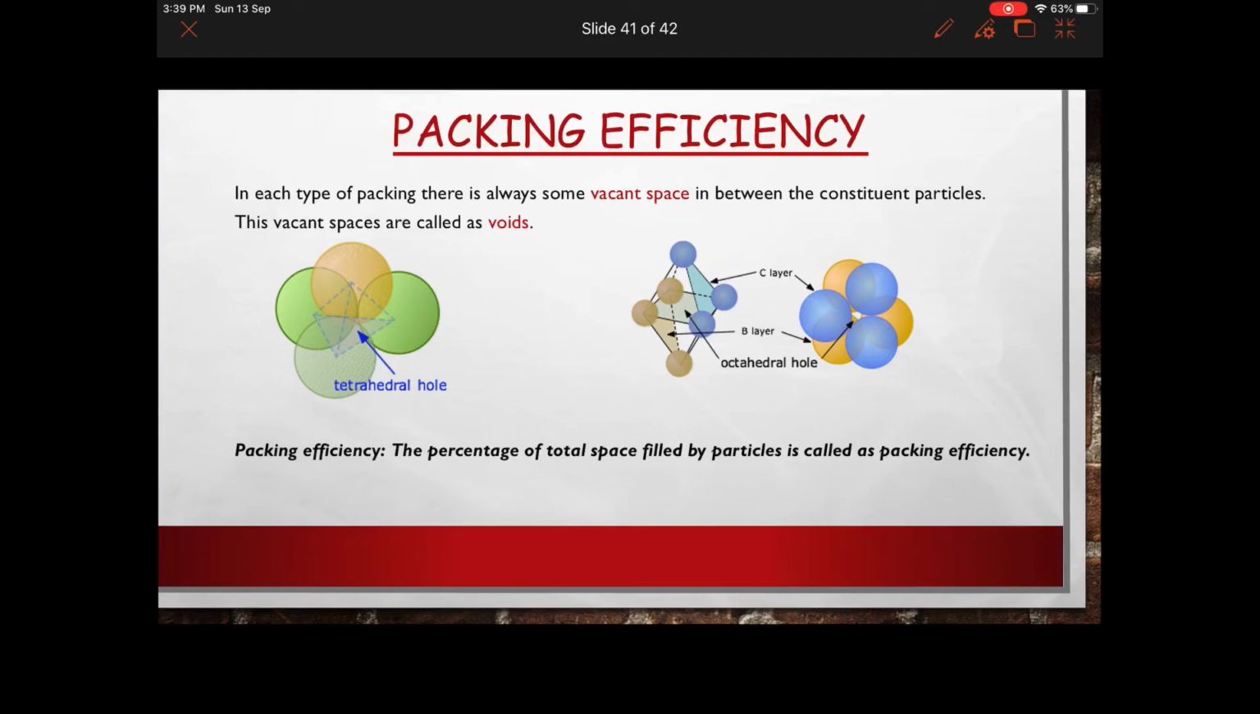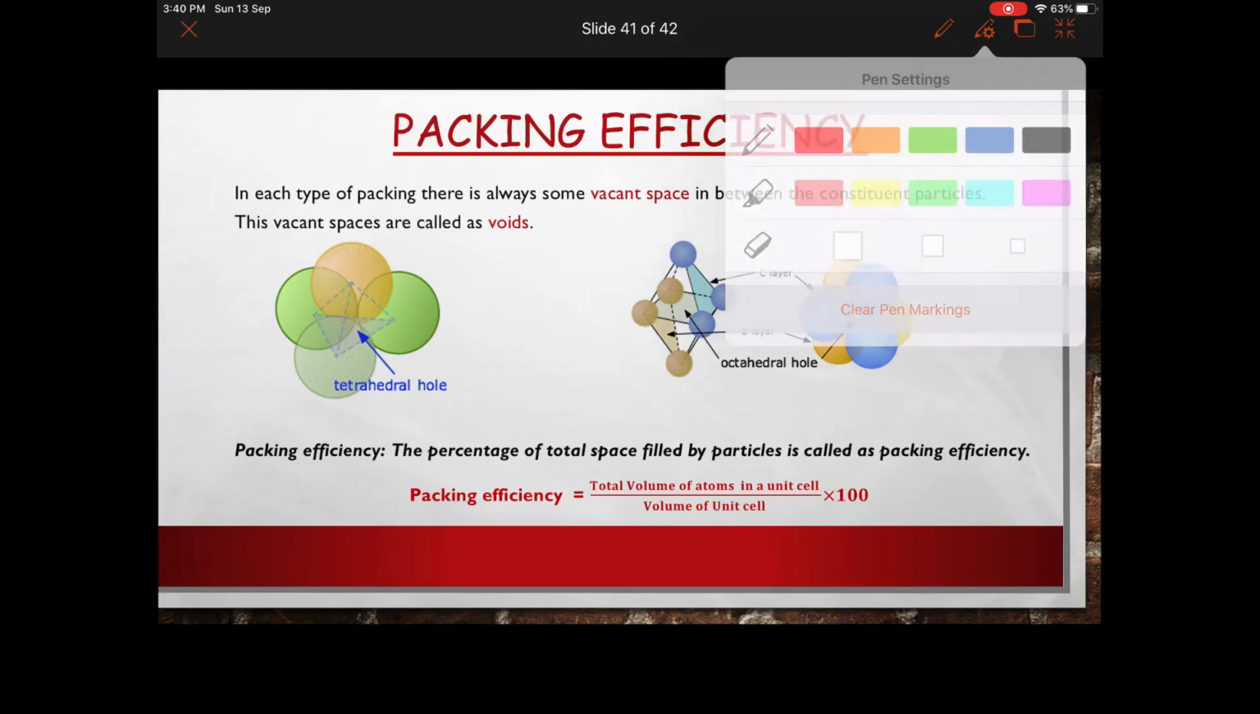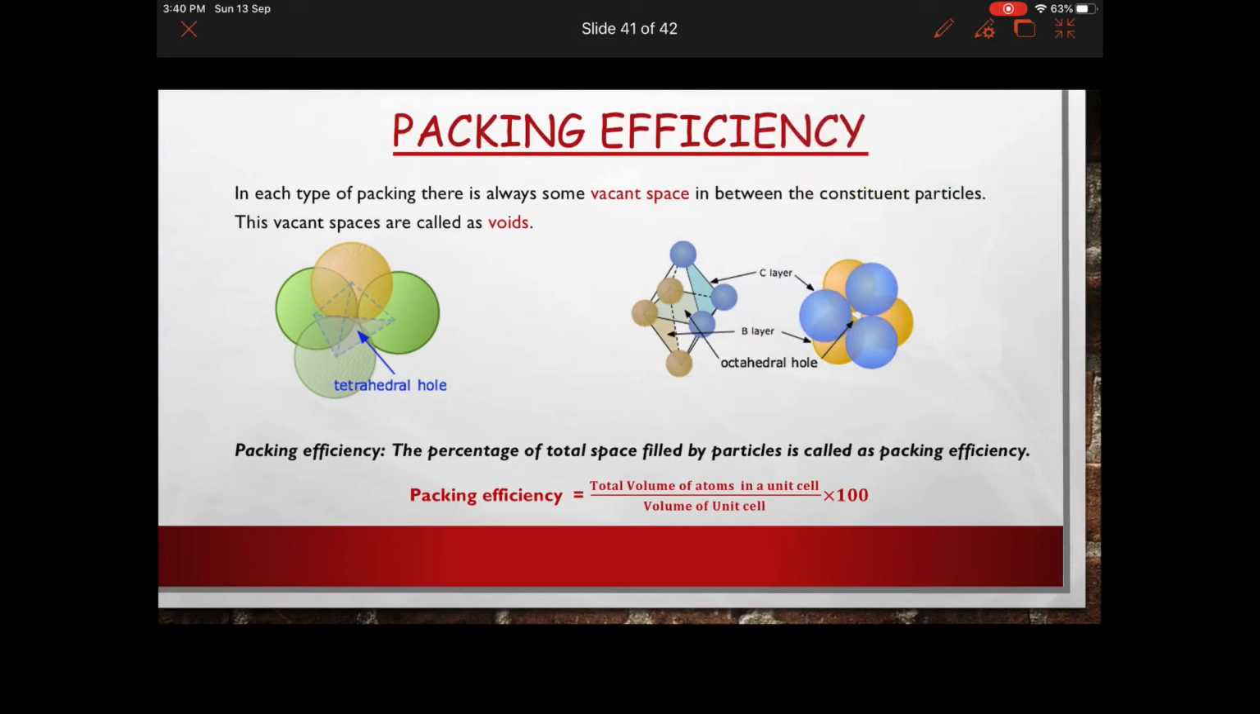How can we calculate this? Very simple formula. Packing efficiency is the ratio of the total volume of atoms in a unit cell to the whole volume of the unit cell. We are going to talk about cubic unit cells only. Out of the whole volume, how much volume is covered by the atoms, multiplied by 100, gives you your packing efficiency. Is that clear? Perfect.